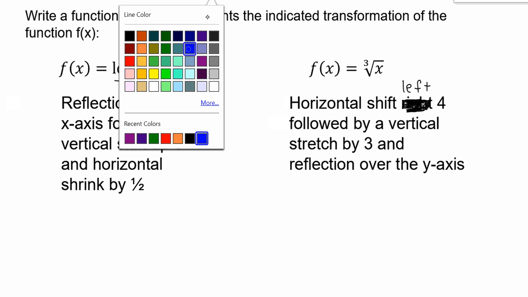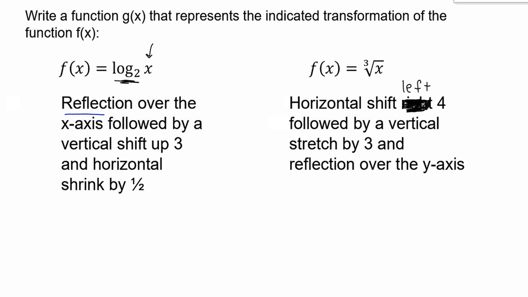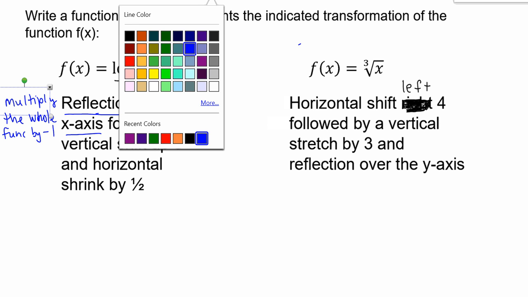Okay, here's our transformations. First one says to do a reflection over the x-axis. We know what that means already. We've looked it up a few times. That means multiply the whole function by -1. Basically changing the signs.